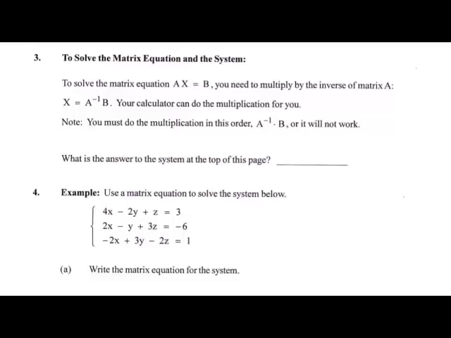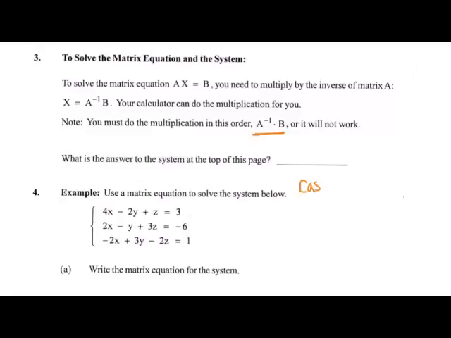So to solve the matrix equation in the system, you're going to use your matrix equation. So A times x equals B. So we need to multiply by the inverse of matrix A. So x equals the inverse of A times B, and your calculator can do the multiplication for you. So remember that you must multiply in this order or it will not work, because remember, multiplication of matrices is not commutative. So you're going to plug it into your calculator.